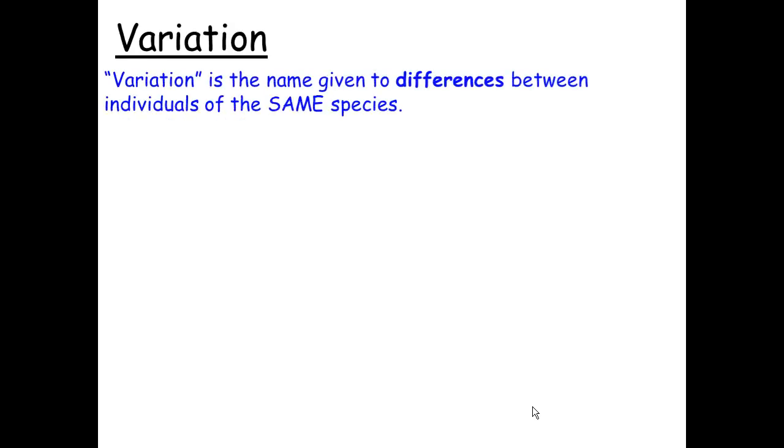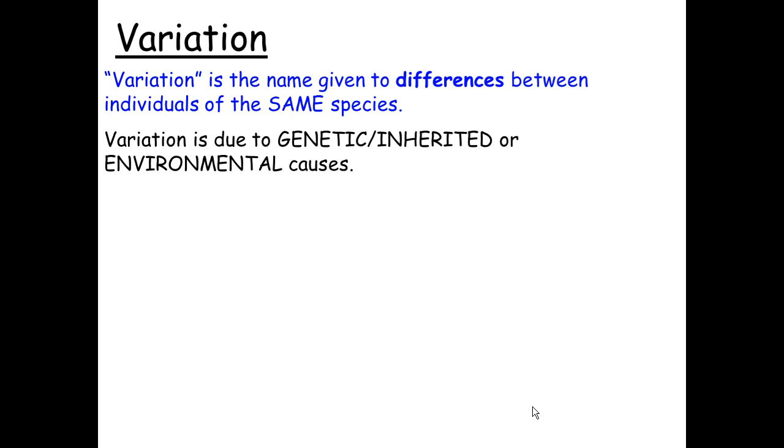Variation is the name given to all the differences between individuals or living organisms of the same species. The variation can be caused by two factors: it can be caused by genetics, or it can be caused by the environment that surrounds you. To better understand what variation due to genetic or environmental causes means, we can look at two identical twins.